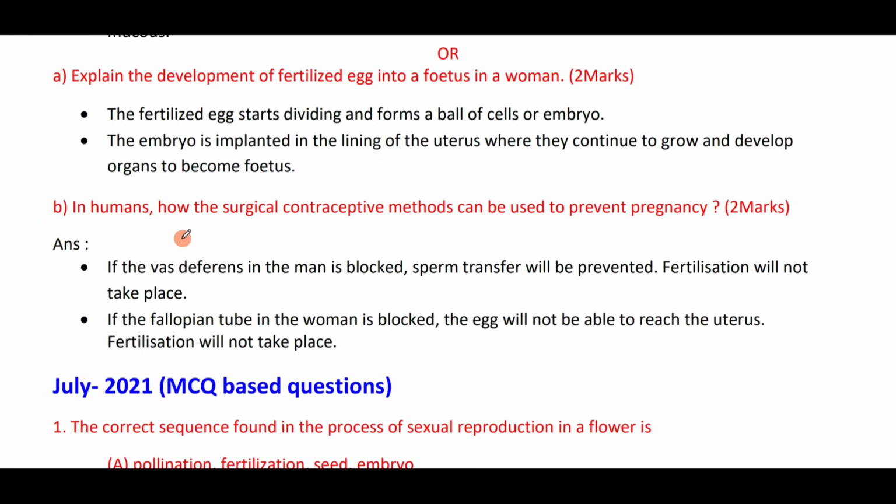In humans, how can surgical contraceptive methods be used to prevent pregnancy? If the vas deferens in the man is blocked, the sperm transfer will be prevented and fertilization will not take place. Whereas in the case of women, if the fallopian tube is blocked, the egg will not reach the uterus and fertilization will not take place.